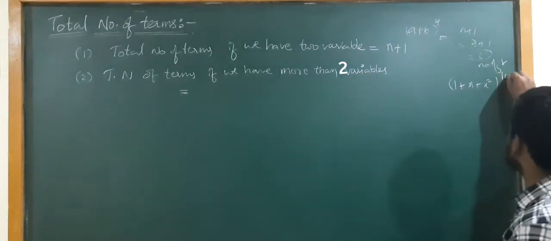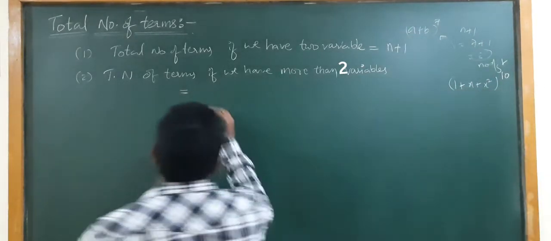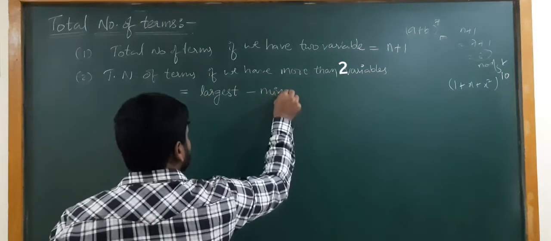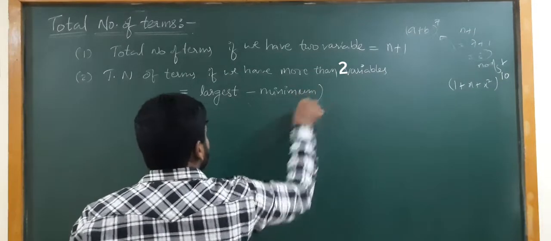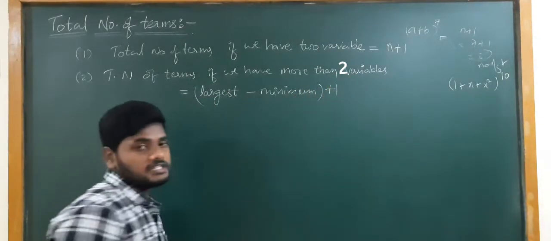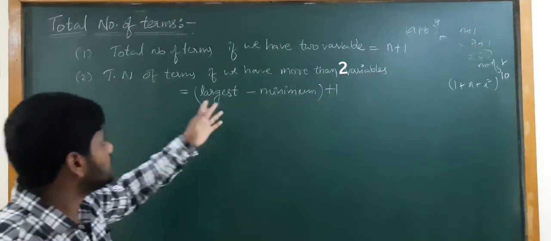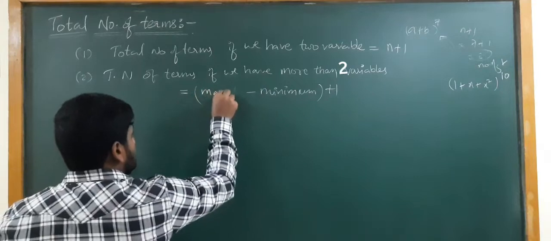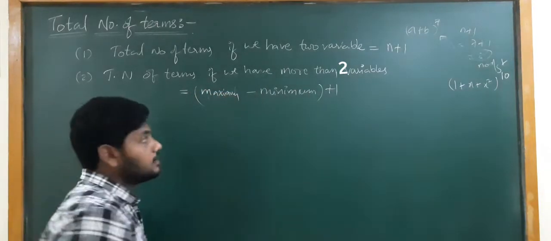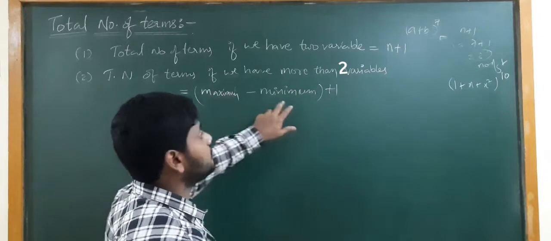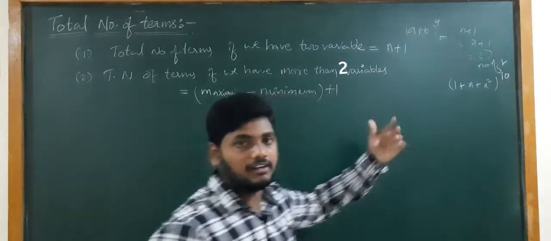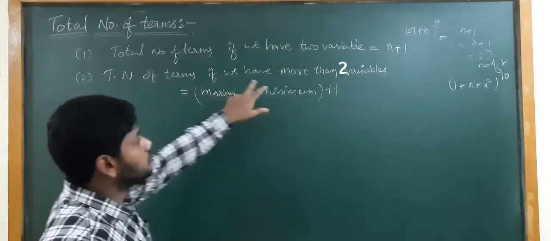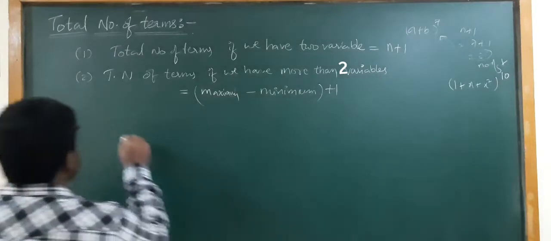For example, if it is whole to the power of 10, the way to find it is largest minus minimum plus 1. Otherwise, we can also consider maximum minus minimum plus 1. What we need to consider as maximum and what as minimum in this expansion, I will tell you later. But the formula is maximum minus minimum plus 1, when we have expressions like this.